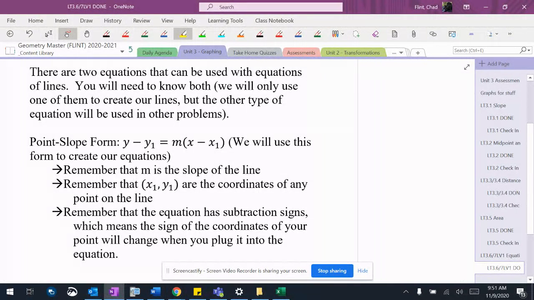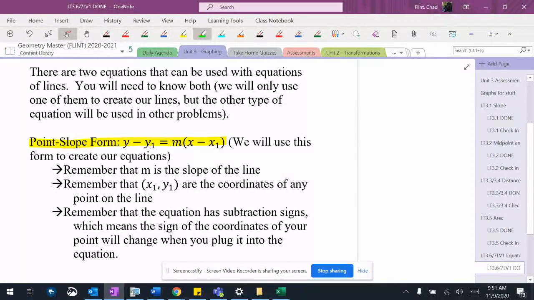The bad news is that you don't get either of these equations. The good news is if you use it a whole bunch, you should remember it. The one that we're going to use for all equations that we do is going to be that one right there, the point slope form. And it's y minus y1 equals m times x minus x1.